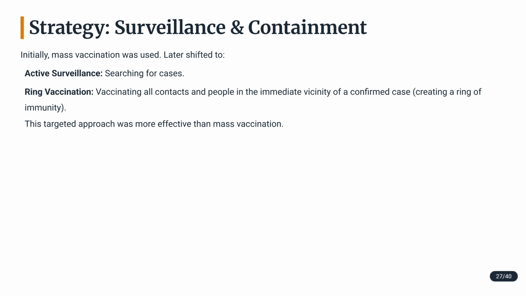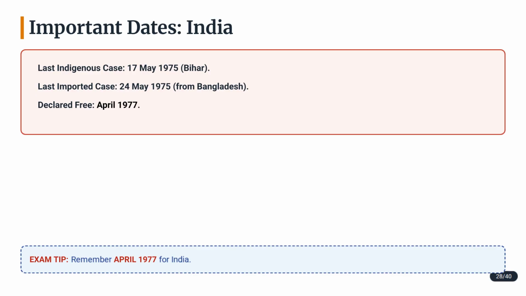In India, the last indigenous case occurred on May 17, 1975. India was officially declared free of smallpox in April 1977. Globally, the last natural case was on October 26, 1977, in Somalia. Global eradication was formally declared on May 8, 1980.